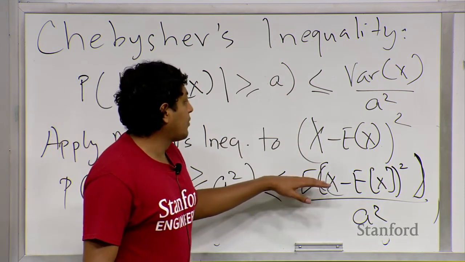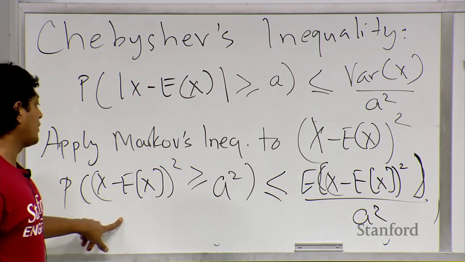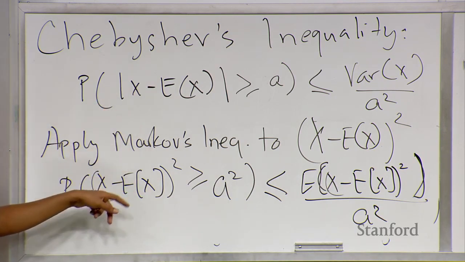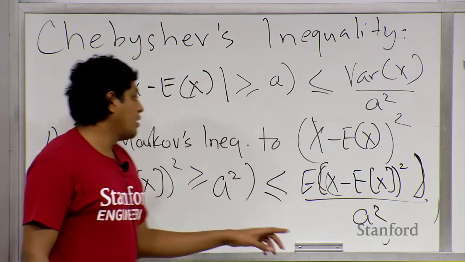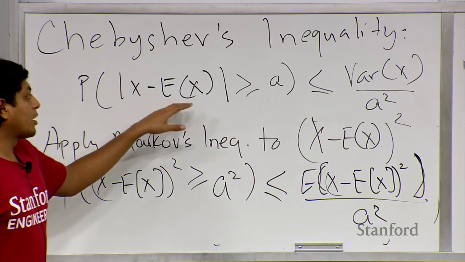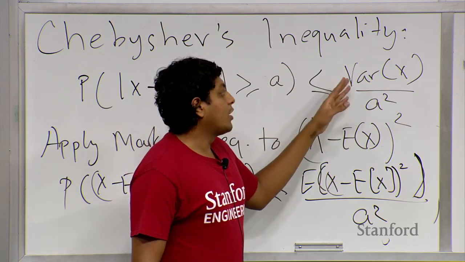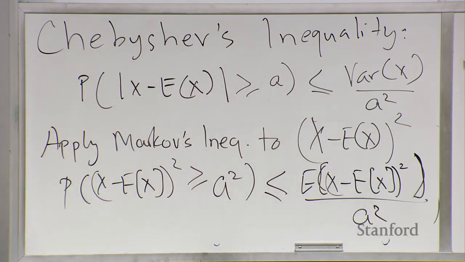So this just becomes the variance of X. The two left-hand sides are equivalent, saying this and saying this are the same, and on the right-hand side this is just the variance. Therefore we get the probability that the absolute value of X minus E[X] is greater than or equal to a is less than or equal to the variance of X over a squared. And this is called Chebyshev's inequality, okay?